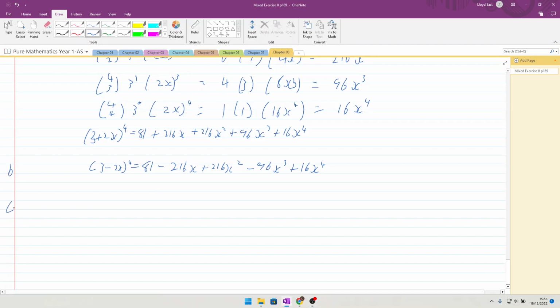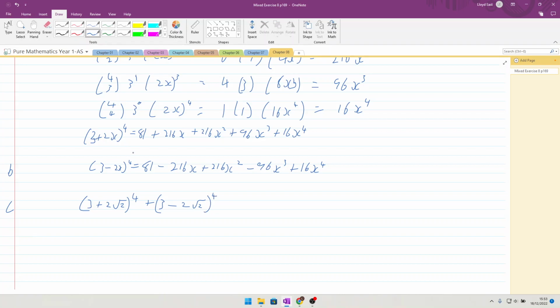Part B, done. Part C then: hence by choosing a suitable value for x, show that this is an integer and state its value. So they want us to do (3 plus 2 root 2) to the power 4 plus (3 take 2 root 2) to the power 4.